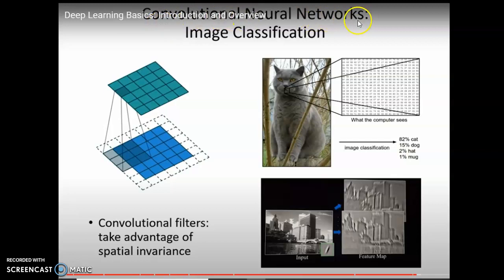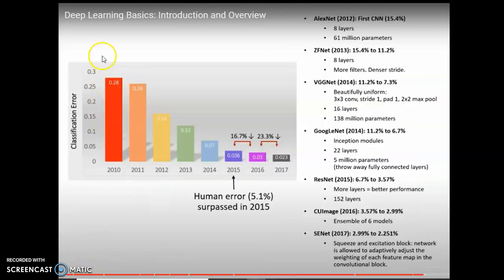Convolutional neural networks for image classification. Convolutional filters take advantage of spatial invariance. What the computer sees is binary values like 0 1 0. Image classification output: 82% cat, 15% dog, 2% hat, 1% mug. Here is the input feature map and the classification error.